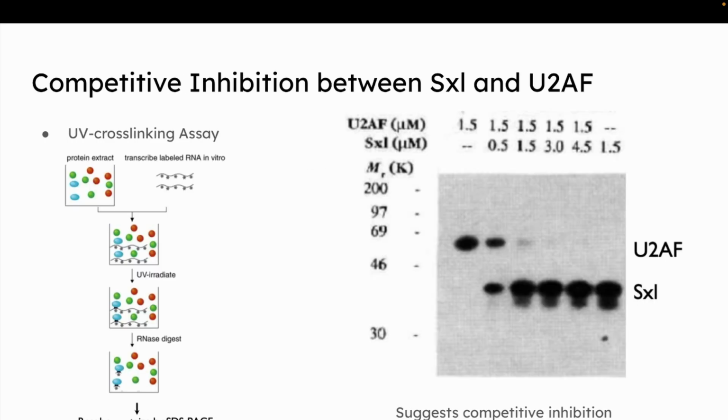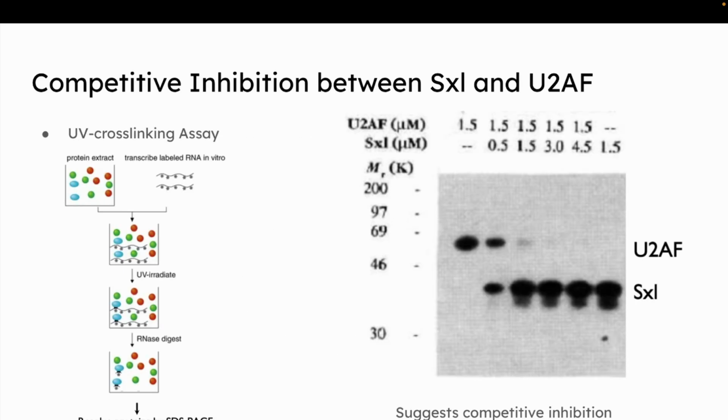And so what they did was a UV cross-linking assay. If you see here, you just have a bunch of proteins. For example, these proteins would be our Sex-lethal and U2AF. And then you have our labeled strands, or RNA, sorry. These are just our pre-mRNAs. Then you irradiate it with UV light, and you end up getting a covalent linkage that is irreversible, actually. You can't reverse it, but that doesn't really matter. So you now have covalent linkage. You digest it with RNase, and then you run it on a gel.